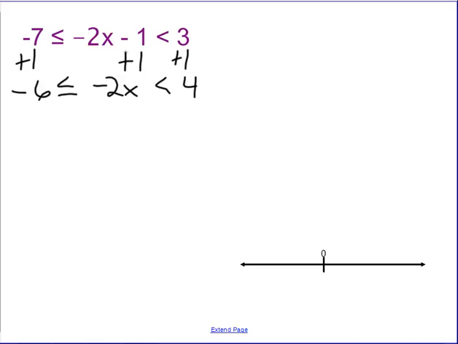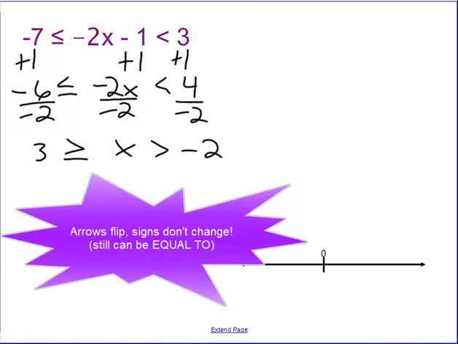To solve now for x, I'm looking at that middle value. I'm looking at the variable. To get it by itself, I need to divide by negative 2 on every side. And so notice I have to do that 3 times with compound inequalities. Go back to the initial part of this lecture. Remember, every time I multiply or divide by a negative, I have to flip the arrows. This gives us 3 is greater than or equal to x, which is greater than negative 2.